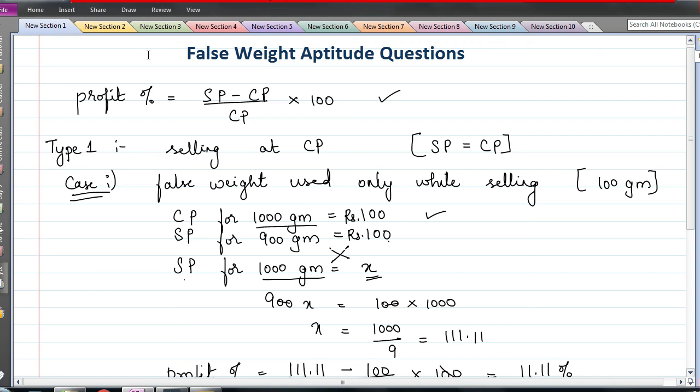These are certain examples of false weight aptitude questions, and in case you have any specific question which you want us to solve, you can always reach out to us through our mail ID or to the WhatsApp, and we will try to solve the questions as soon as possible.